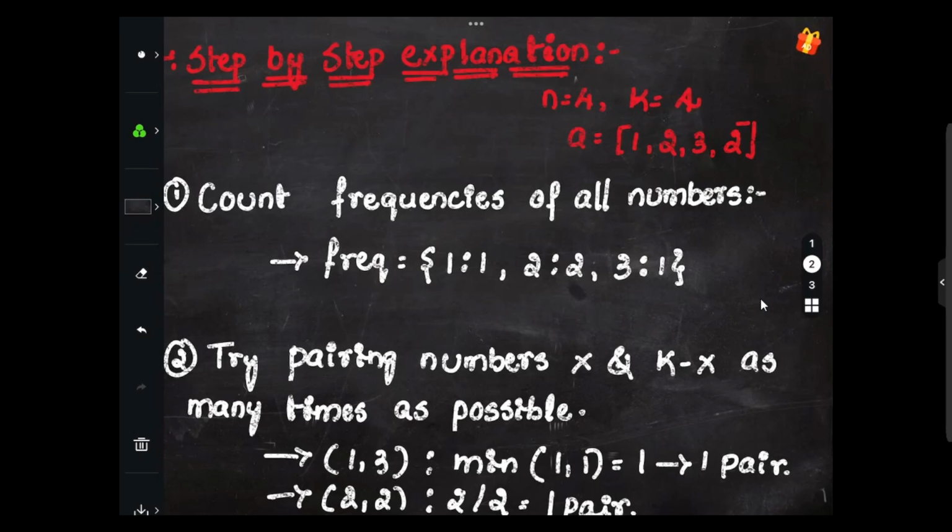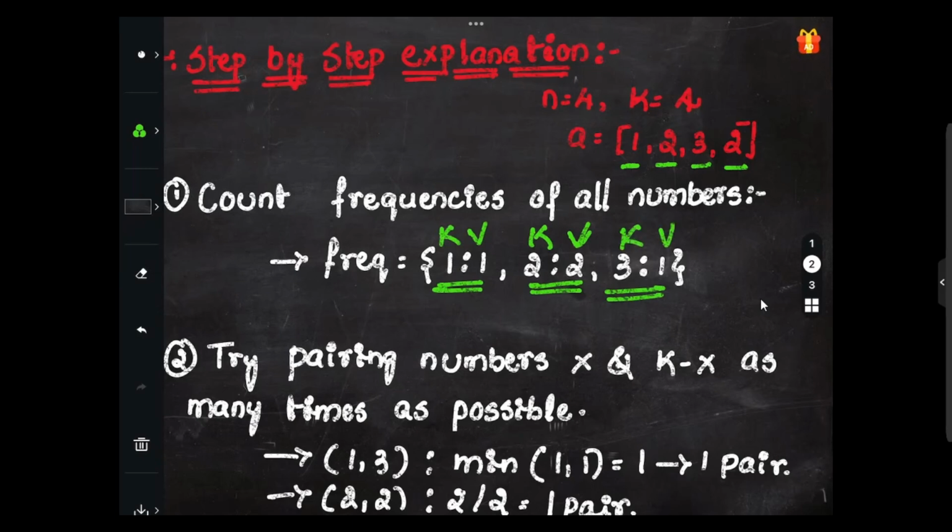Next, let's move on with the step by step explanation. First, we will count the frequency of all the numbers. So we have 1, 2, 3 and 2. 2 is repeated twice, the other two numbers are repeated only once. So we have 1 once, 2 twice, and 3 once. We are making use of the hash map here to count the frequency, so the frequency is the value, and the number in the array is the key.